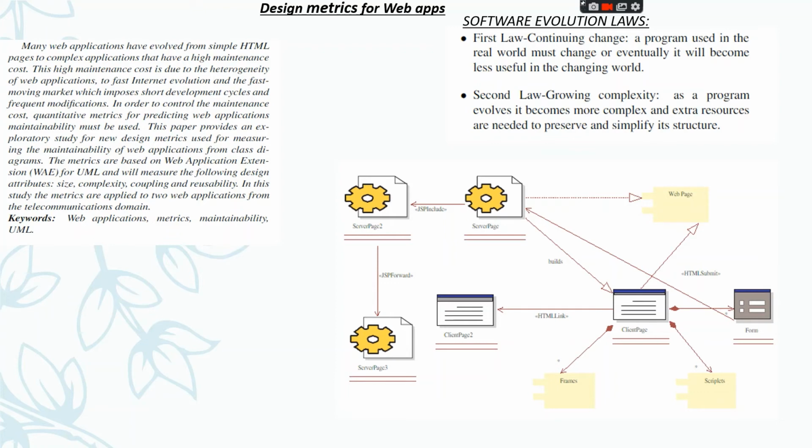So this is a diagram through which you can better understand how it looks. There are server pages, there are web pages. As and when the software evolves, you need to put extra resources onto it so as to preserve its nature and to simplify the code or simplify the software so that it becomes much more efficient to the business users.